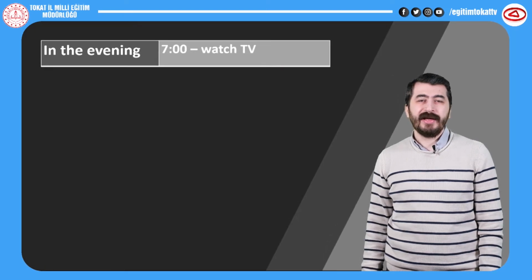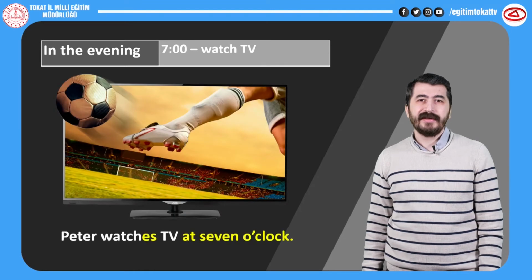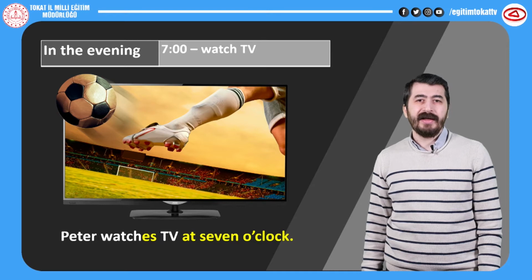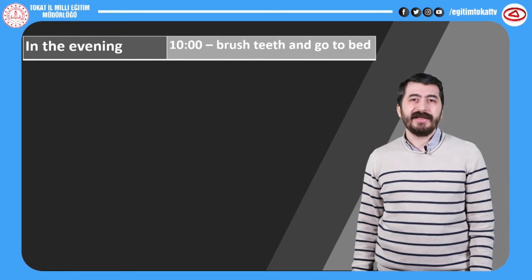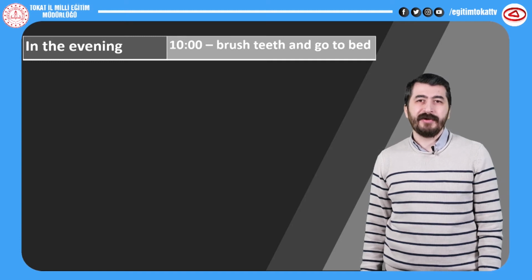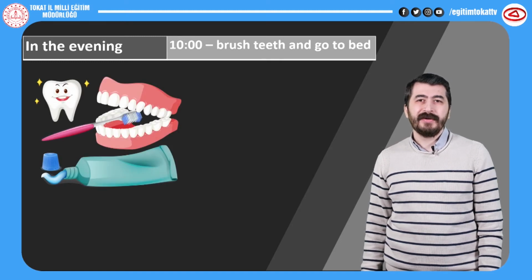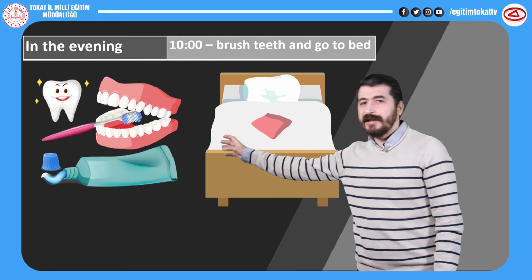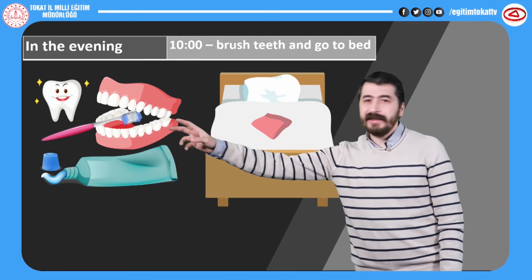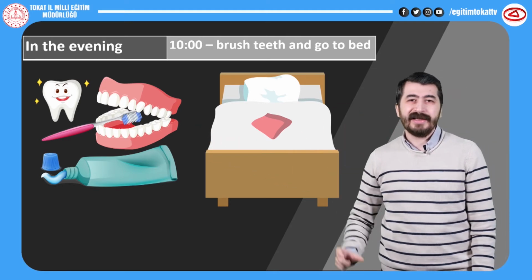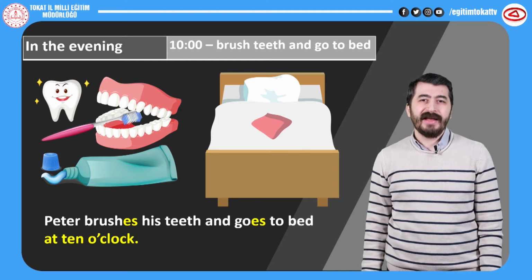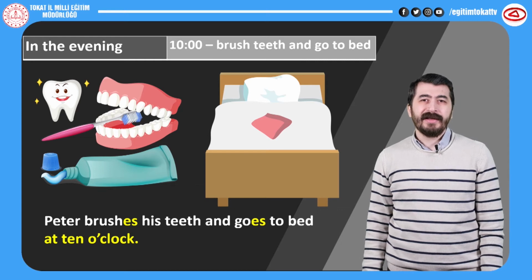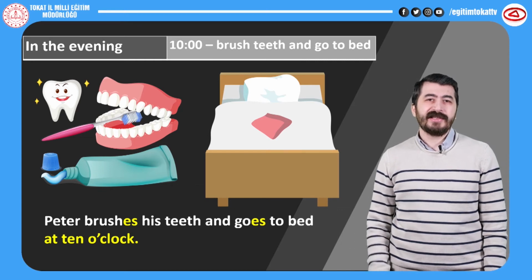And 7 o'clock, we have watch TV. Peter watches TV at 7 o'clock. Okay. The last routine for Peter, 10 o'clock, we see brush teeth here, and also go to bed. Let's make a sentence. Peter brushes his teeth and goes to bed at 10 o'clock. Okay, we finished Peter's daily routine.